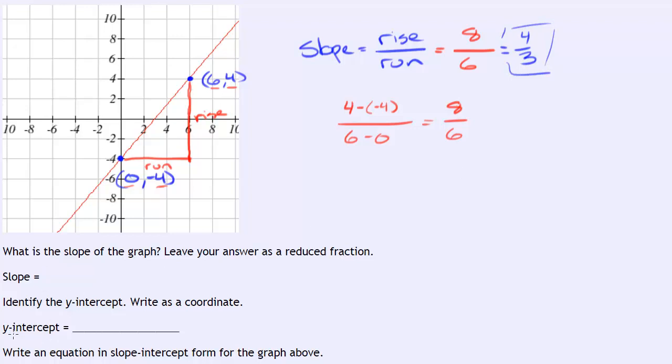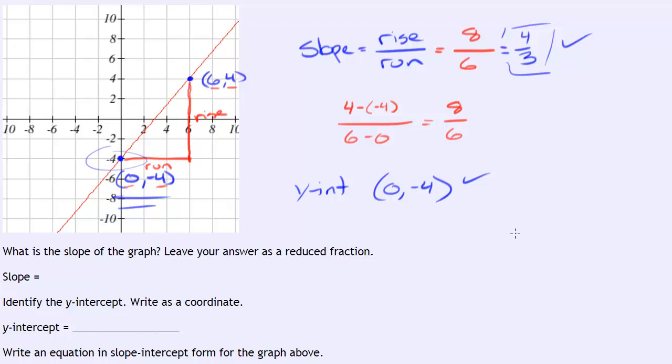The y-intercept is very straightforward. The y-intercept is just this point right here where the line crosses the y-axis, and so the y-intercept in this case would be the point (0, -4). So that takes care of the first two parts of this question.